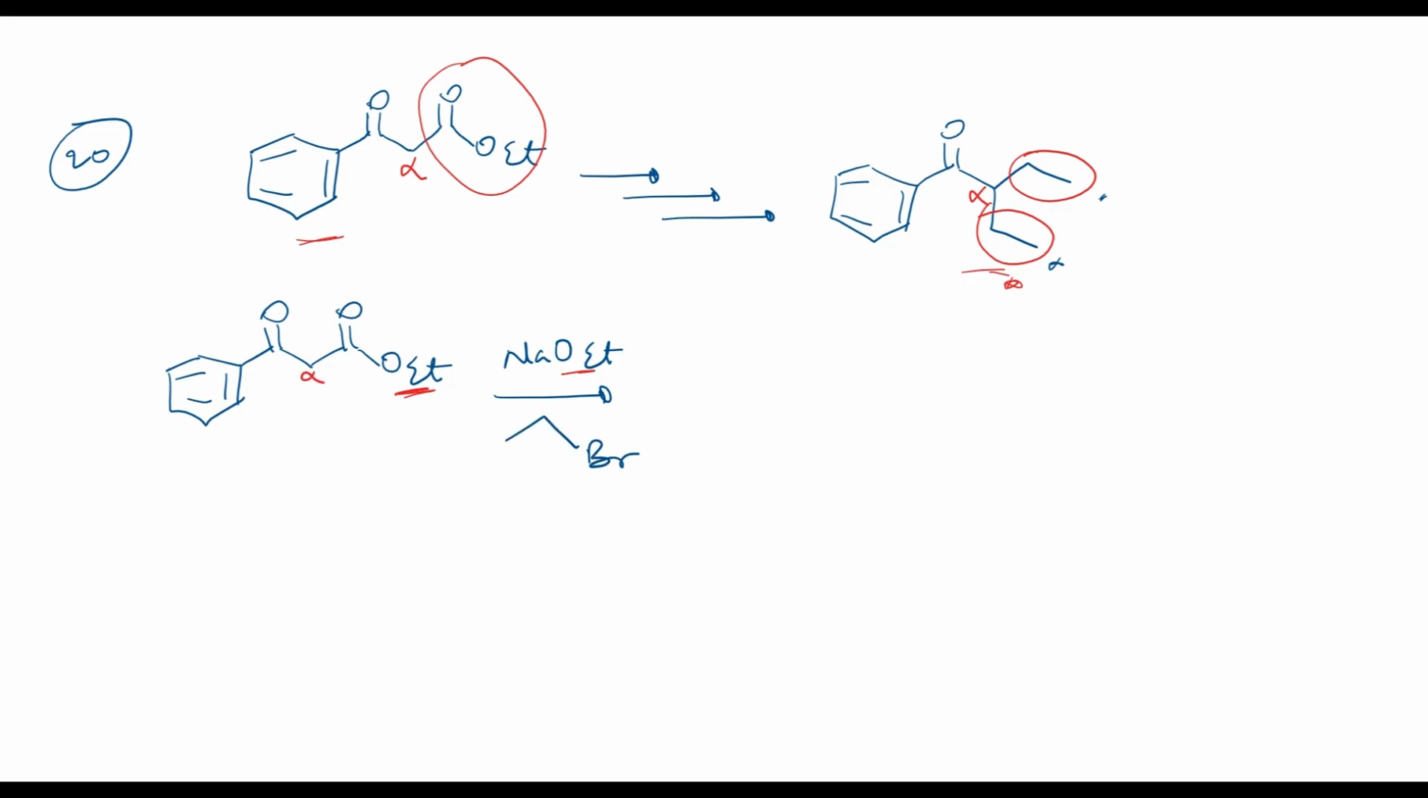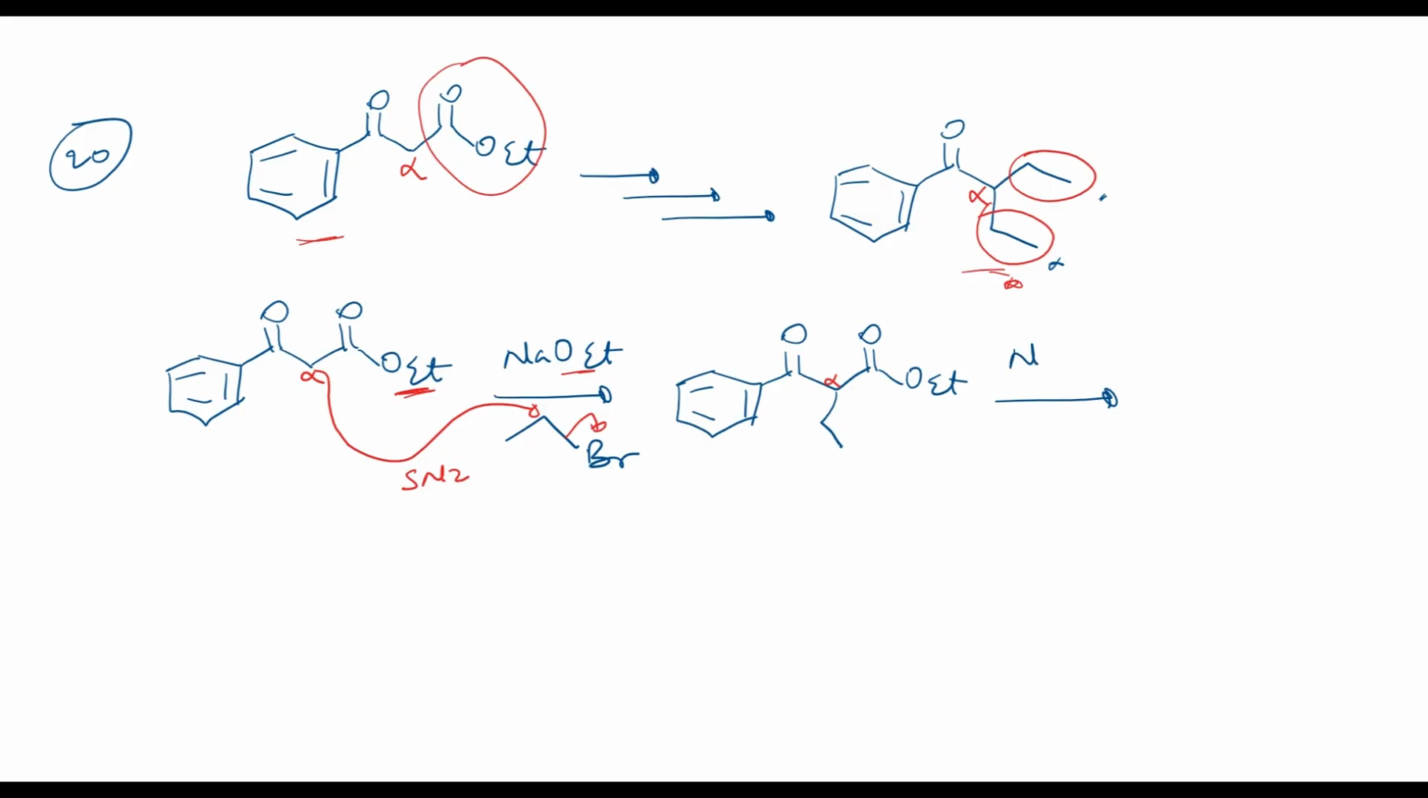So the base deprotonates the alpha carbon, and then the alpha carbon can now attack this electrophilic carbon of the alkyl halide and kick out the bromine group via an SN2 mechanism. So the product will be such that an ethyl group is attached at this alpha position. Next, we need to attach the second ethyl group.